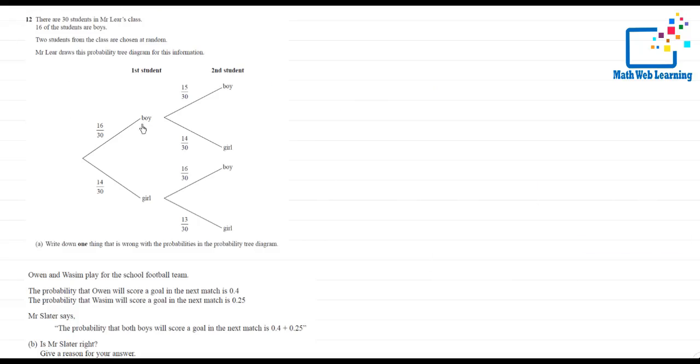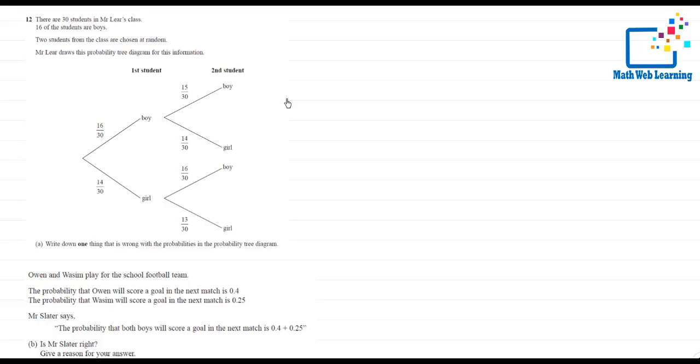Right, guys. Question number 12 is a probability tree diagram. It says here, write down one thing that is wrong with the probabilities in the probability tree diagram. The first two branches here, the first student is straightforward and it's correct. 16 out of 30, 14 out of 30, that adds up to 1. Okay, you should know this. And the second student here, if you add up these two here, you get 29. So that must be wrong. Well, the denominator is wrong. It should be out of 29. It should be 15 out of 29. Here it should be out of 29.